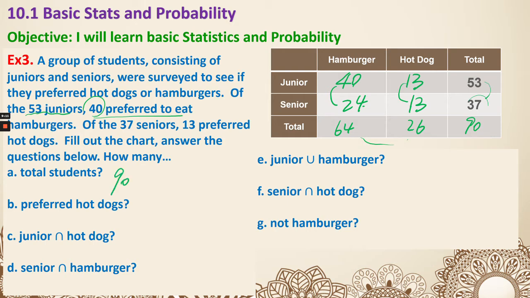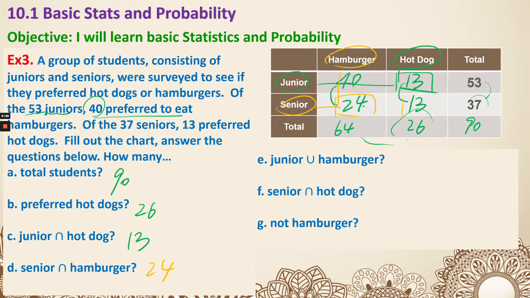Next, prefer hot dogs. I want to talk about students who prefer hot dogs. The number would be right here. It's all the seniors and juniors together, so that's the total. Next, junior and hot dog. We need junior and hot dog, which these two columns meet right there at that number, so 13. Next, senior and hot dog. Senior and hamburger, actually. So we want senior and hamburger. They meet right here, so this number, 24.